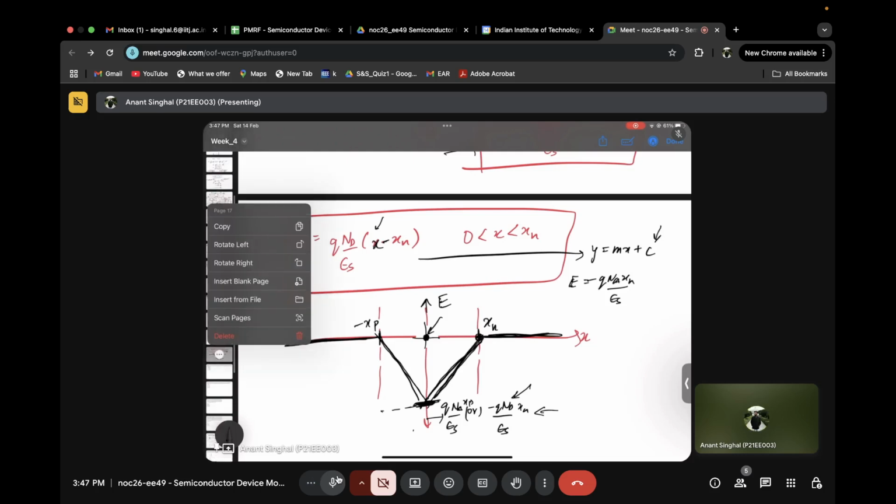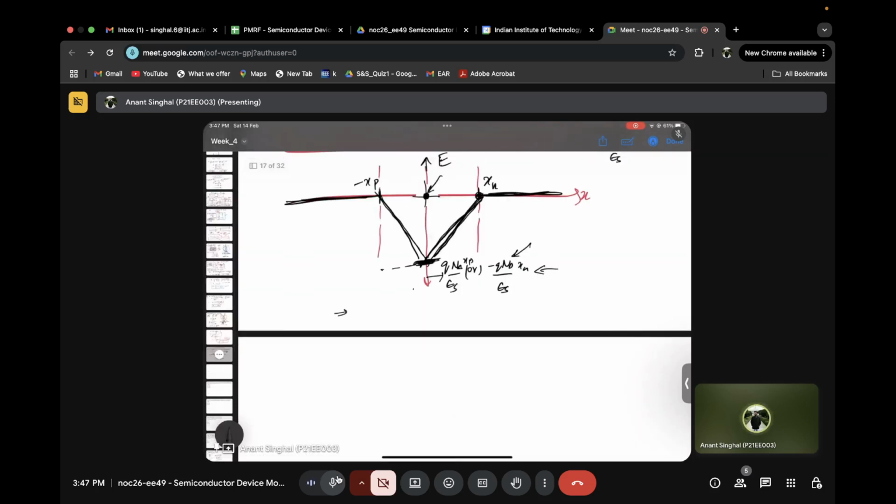So what we can clearly see from this is that q Na xp over epsilon s is equal to q Nd xn over epsilon s, right? That is the value at 0. So what this gives is Na xp is always equal to Nd xn. This is a very important relation that we use in a lot of numericals.